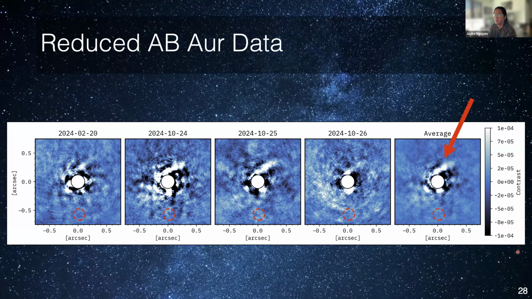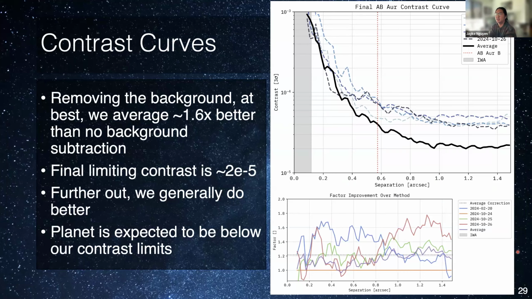And basically, we think this is just because we're not reaching the contrast limit. This planet was expected to be between 10^-6 and 10^-5 at M band, and we're reaching somewhere closer to 2 times 10^-5. So we're not quite at the limits to see the planet, but we do see that we are seeing a relative improvement by subtracting our background. Our final limiting contrast is about 2 times 10^-5, which is probably the best upper limit that anyone's put so far in the system.